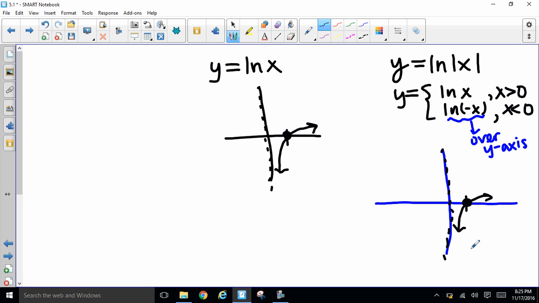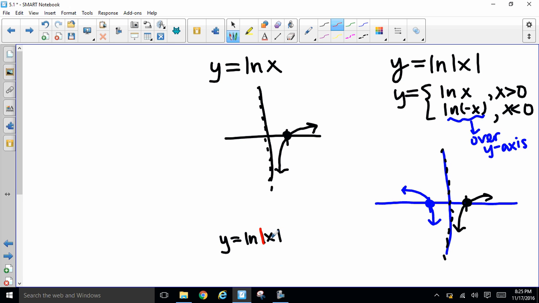And then you have your portion about switching over the y-axis, reflecting over the y-axis. So that would go through -1, 0, and then curve like this. That's one way to think about it. The other way to think about it would be for y equals natural log of absolute value of x.